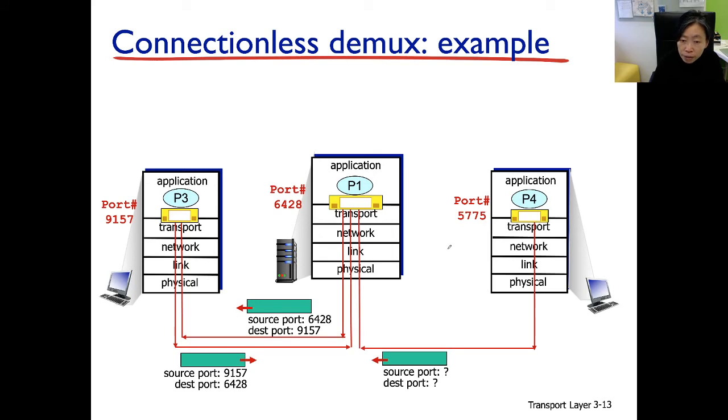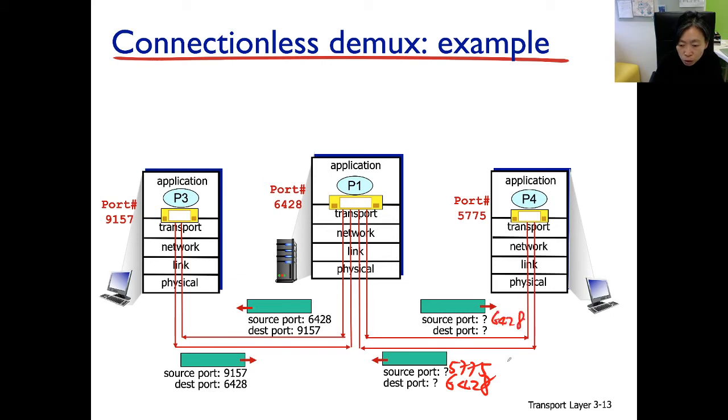Now, if there's another request coming from P4, what is going to be the source port number? Yep, 5775. And destination? Yeah, the server's port number. And it's probably not hard. Yeah, the returning messages back to P4, source being 642A, essentially the reverse of these two port numbers.